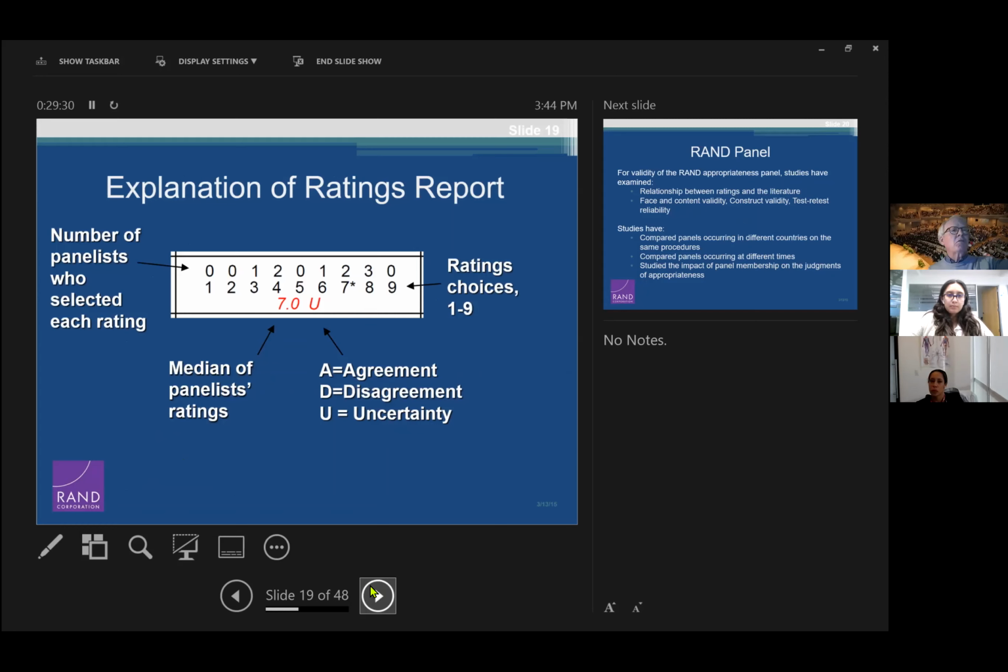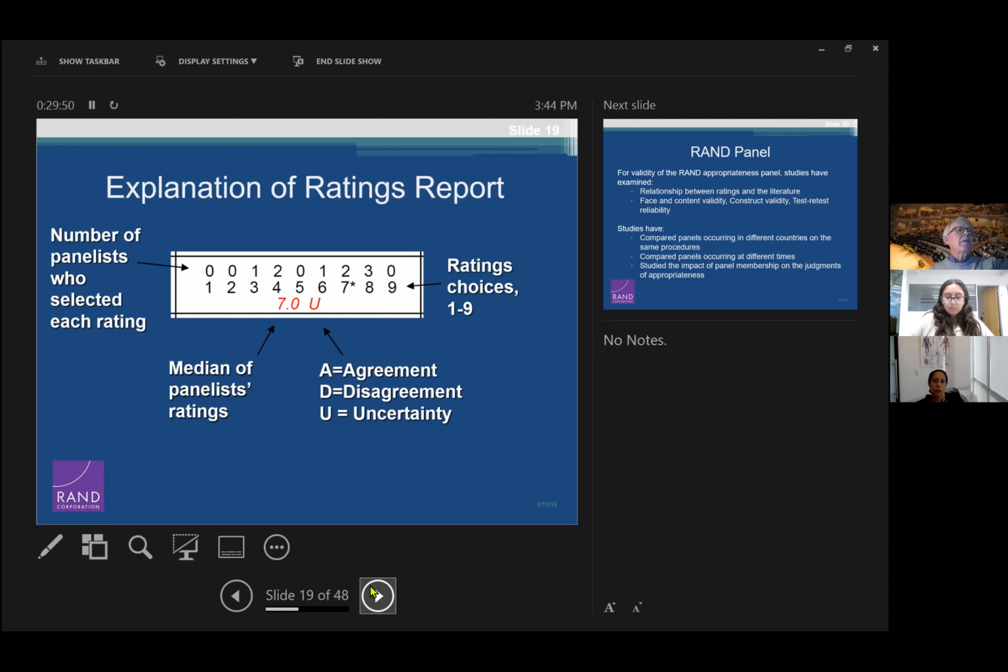Now this one, you can see they're all over the place. So this was what we call uncertain. Sometimes it's called equivocal, but uncertain or equivocal is the same thing. On this one, they couldn't make up their mind whether they thought it was appropriate or not, right? So you get the median of the panelist ratings. Here we tell you that it's uncertain because they're all over the place.